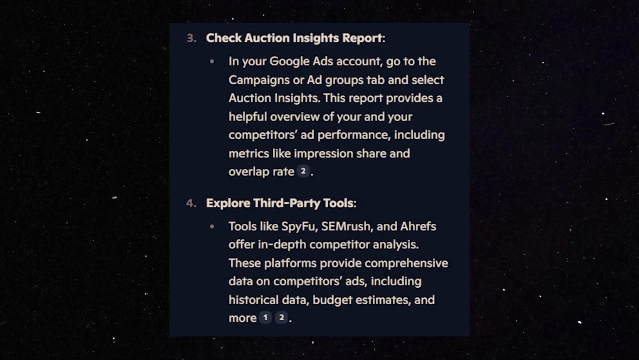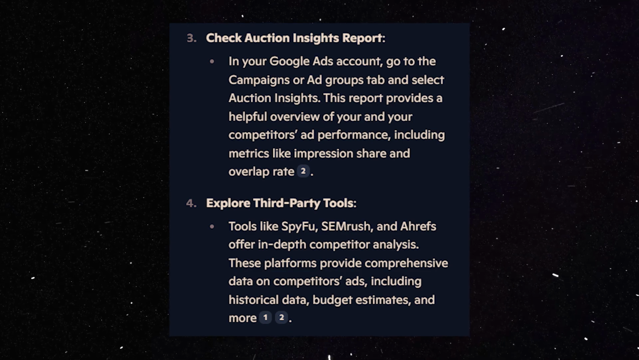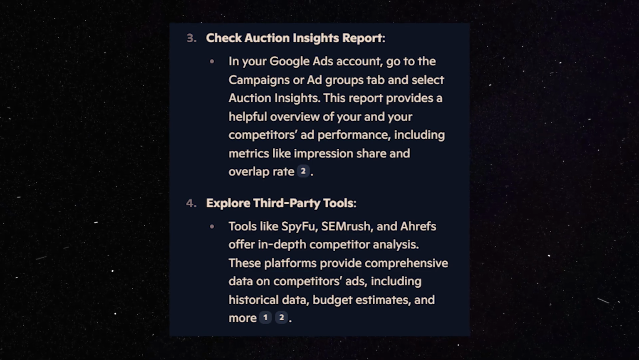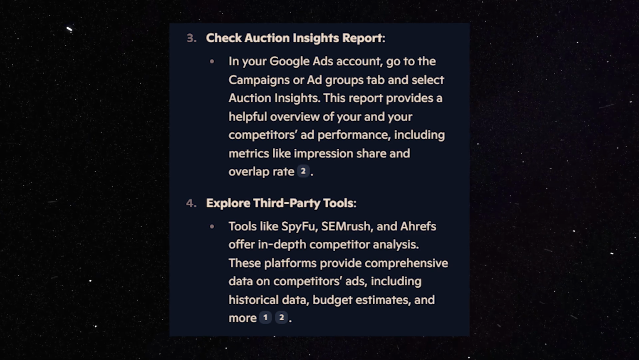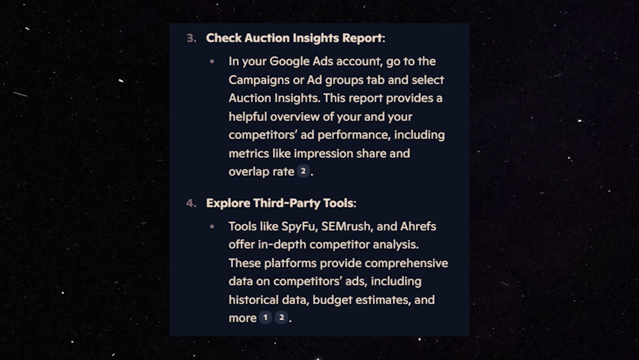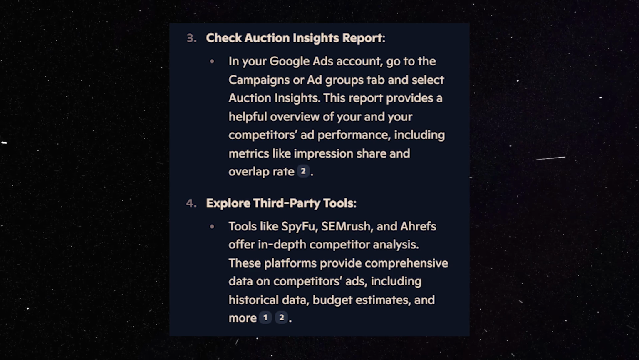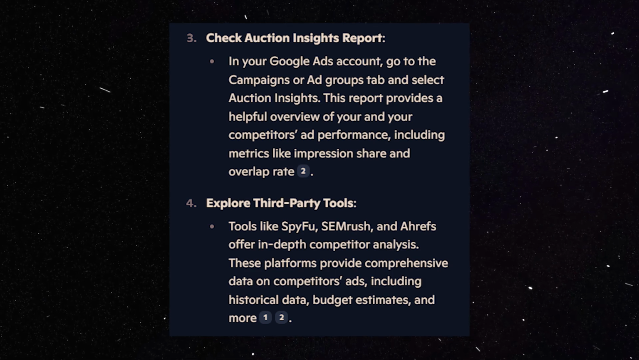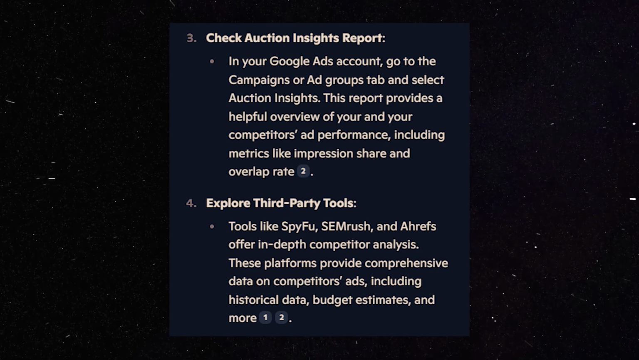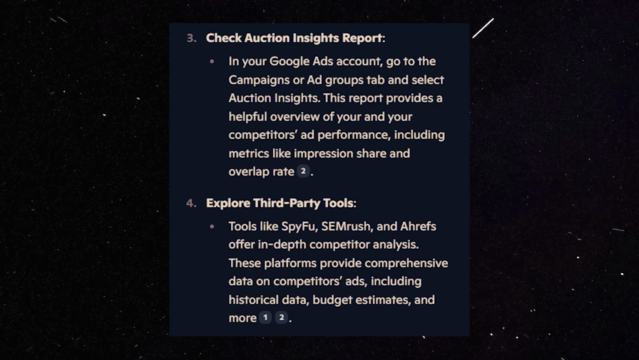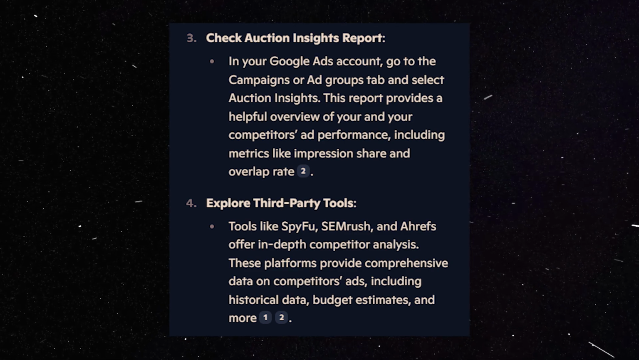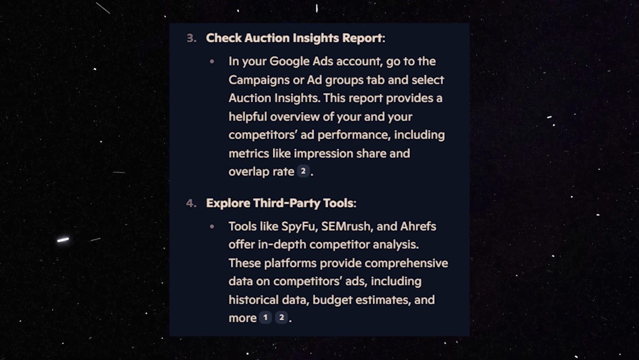Check Auction Insights report. In your Google Ads account, go to the Campaigns or Ad Groups tab and select Auction Insights. This report provides a helpful overview of your and your competitors' ad performance, including metrics like impression share and overlap rate.